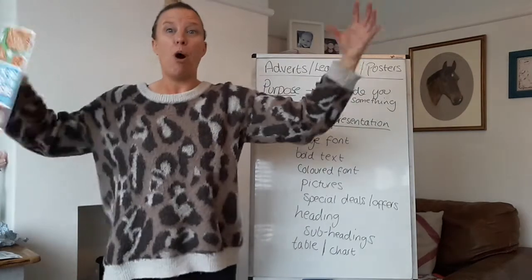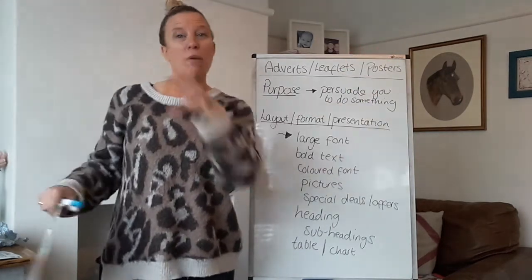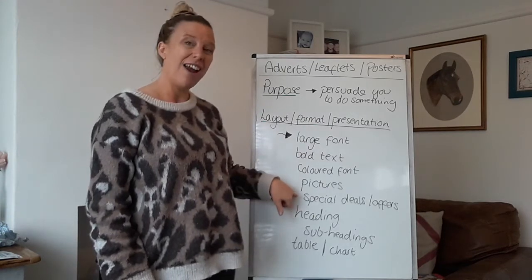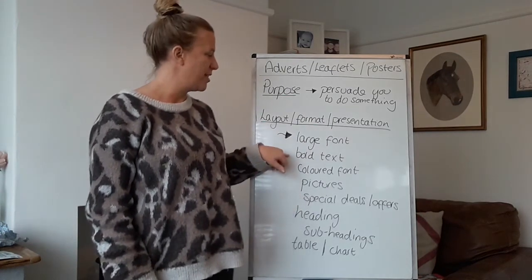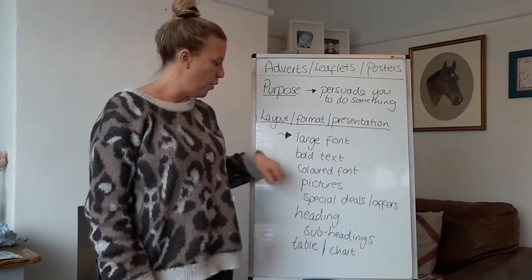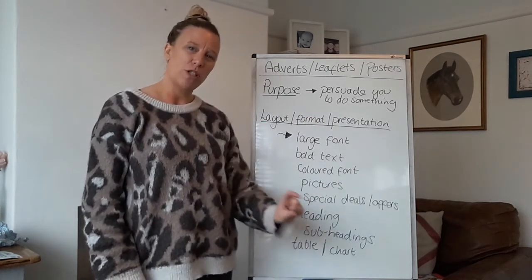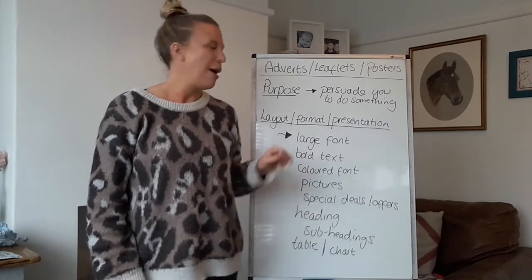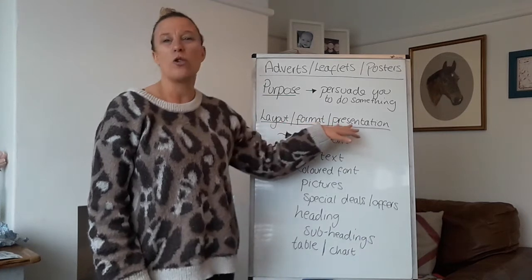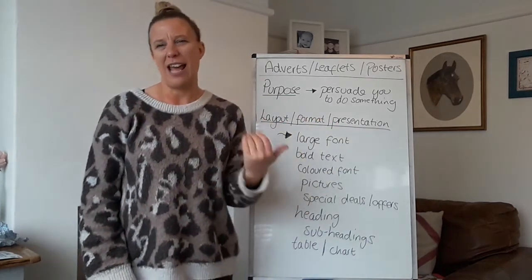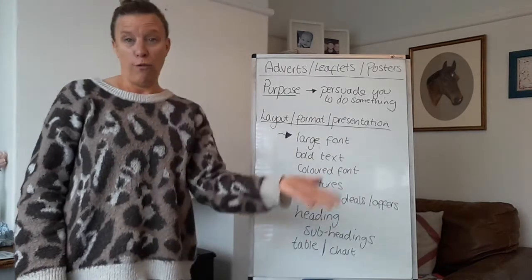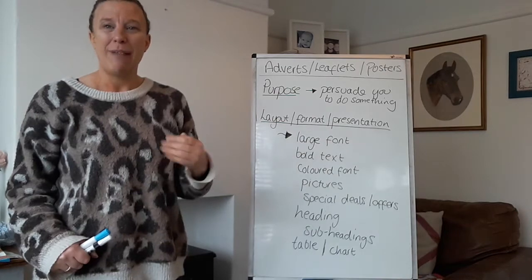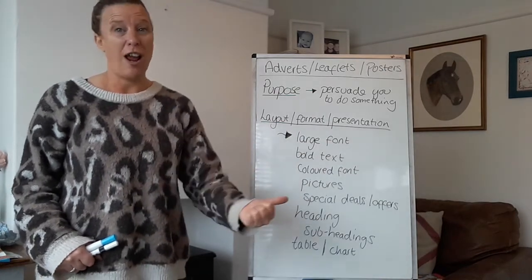So you might want a big, bold, colourful heading, and you might want some pictures, and you might want to make sure you highlight any special deals or offers and use bold text or coloured font. Have subheadings for the important bits that you want people to read. So those are the things you need to think about when it comes to the layout, the format or the presentation. It's all the same thing. Layout, format, presentation of the leaflet. And the purpose: persuade you to do something, make you use something, buy something, try something.